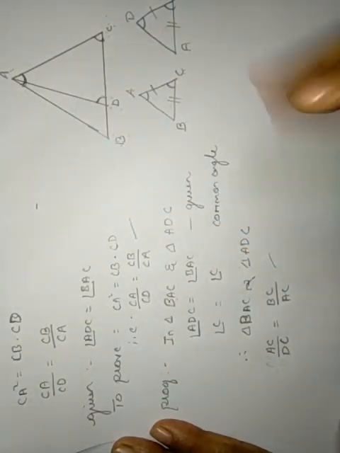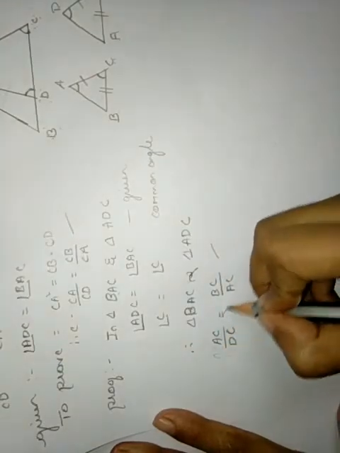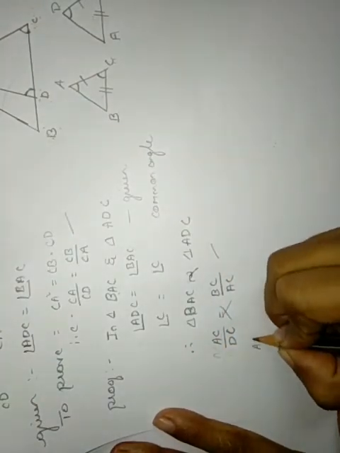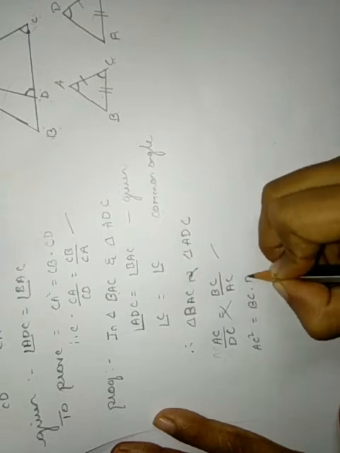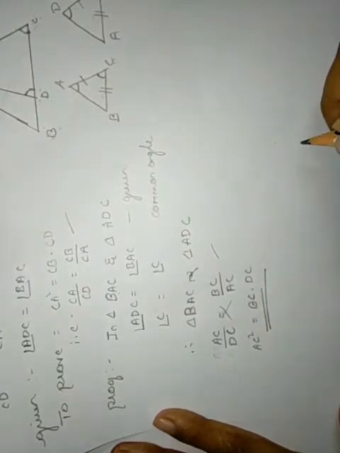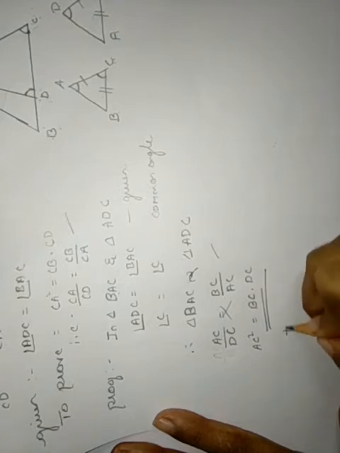Yes or no? So we'll cross multiply this. We'll get AC square is equal to BC into DC. This is what was required. Hence proved.